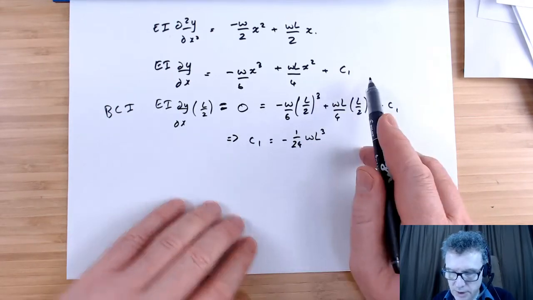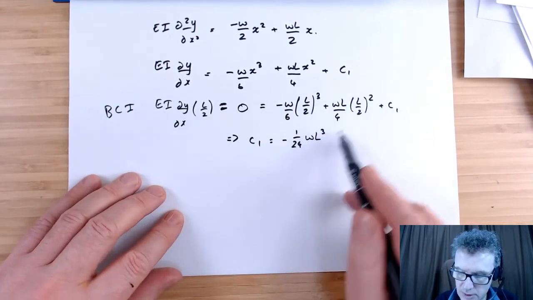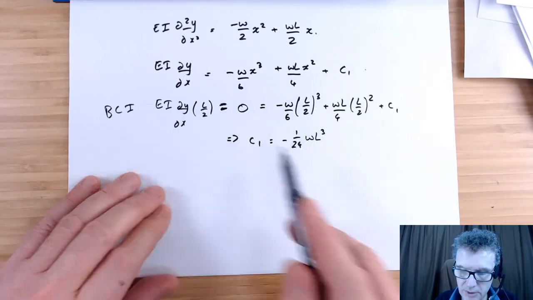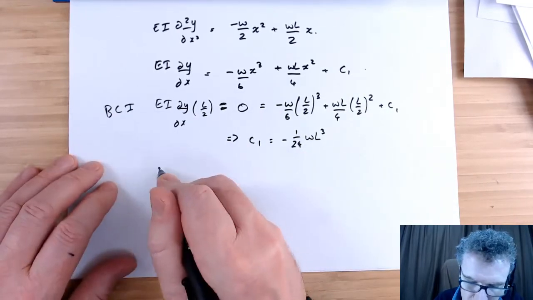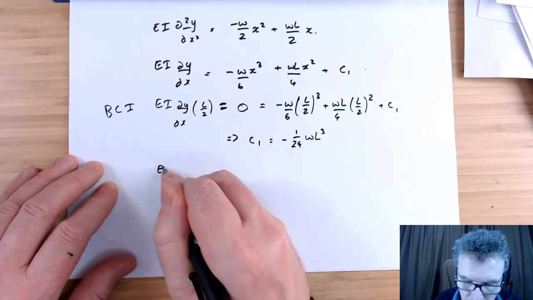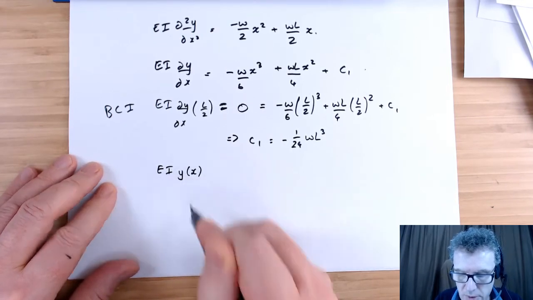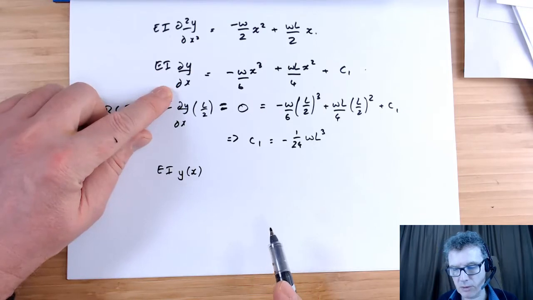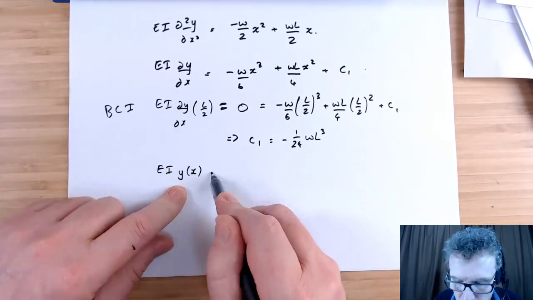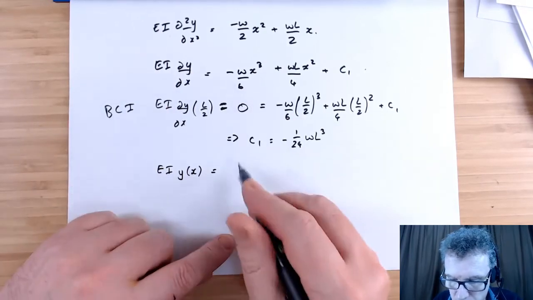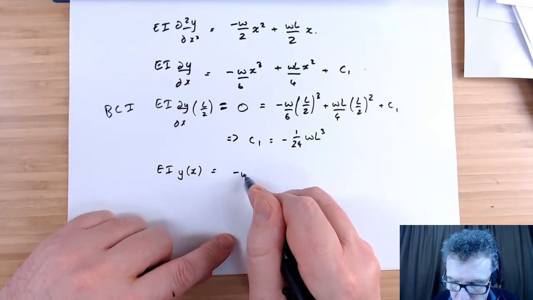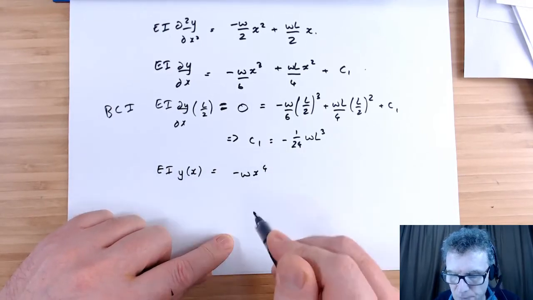Right, so that's the C1. We're now going to substitute that into here, and then we're going to integrate again. So I'm going to pretend I've already substituted, and then integrate. So the first order differential becomes EI y. Integrate this term here. That becomes minus W x to the power 4.